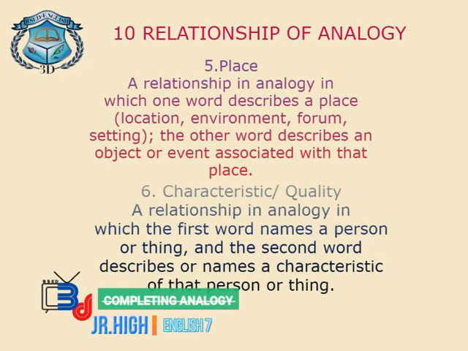The fifth and the sixth types of relationship of analogy are place and characteristic or quality. A place is a relationship in which one word describes a place, location, environment, forum, or setting. The other word describes an object or event associated with that place. The characteristic or quality is a relationship in which the first word names a person or thing, and the second word describes or names a characteristic of that person or thing.